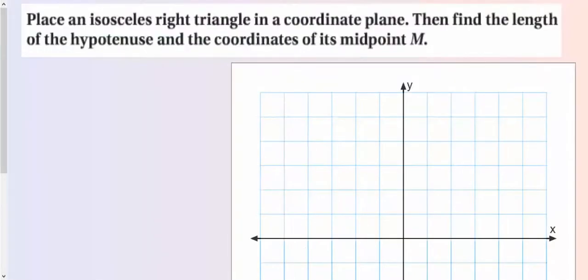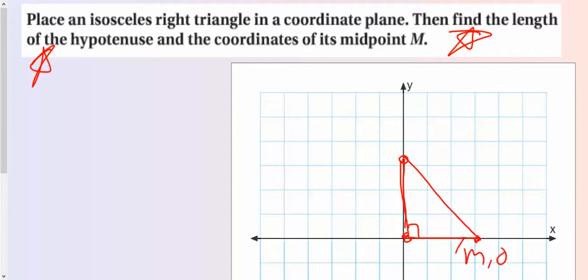All right, place an isosceles right triangle in a coordinate plane, then find the length of the hypotenuse and the coordinates of its midpoint. This is a very good question. This will help us for the coordinate proofs. Isosceles right triangle. Okay. I'm going to go like this and like this. So now we have an isosceles right triangle. So this is going to be m comma 0, and this is going to be 0 comma m.